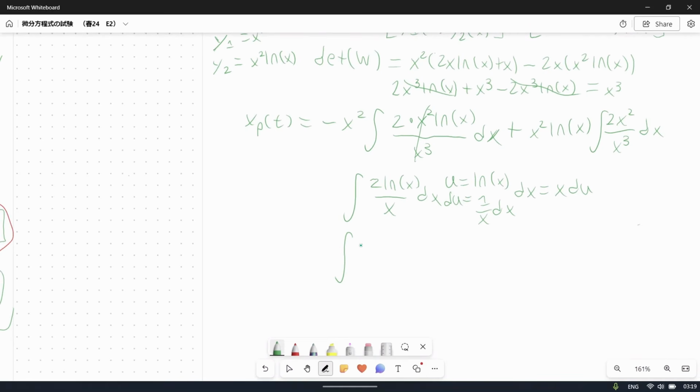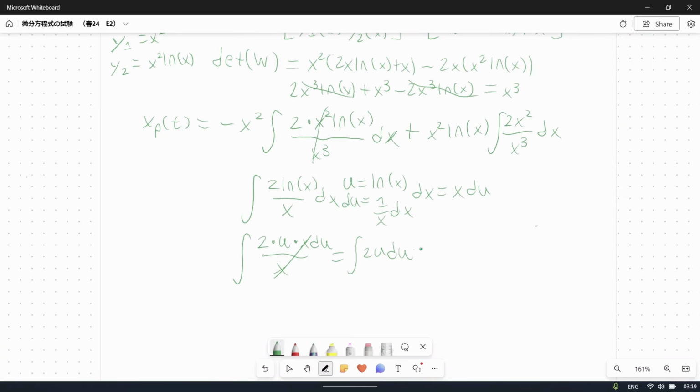Now we can plug everything back in. So this integral ends up being 2 times u times x du over x, and then these x's cancel. So this becomes the integral of 2u du, which just equals u squared. And so we've evaluated this first integral. Now we can focus on the second integral, which is also super simple. This just simplifies down to the integral of 2 over x dx, and then that just equals 2 times ln of the absolute value of x.